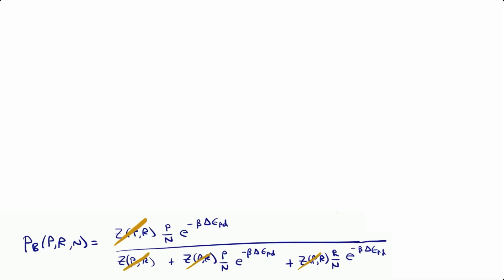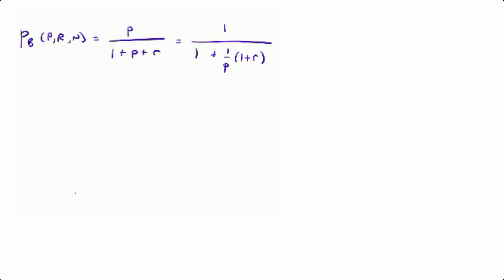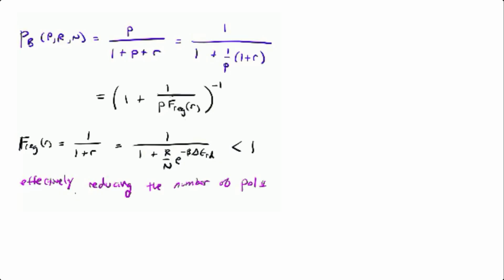Okay, so let's do that now. Looking at the expression on the bottom, we can rewrite it as just P_B equal to P over 1 plus P plus R, or dividing top and bottom by the numerator gives us the expression you can see there, which we can write in terms of a regulatory factor. Here I am writing it in terms of the regulatory factor that multiplies P. You can see f_reg is 1 over 1 plus R. I've written it out in long form there, and you can see that it's less than 1, which means that it's effectively going to reduce the number of Pol II molecules and reduce the probability of binding.